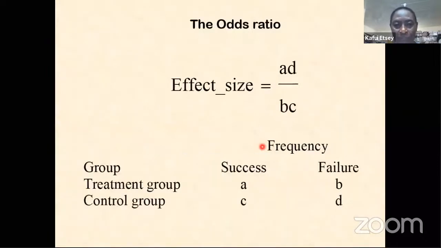Odds ratio. The effect size for the odds ratio is A times D divided by B times C. So where are the A, D, B, C coming from? Here we have the treatment group and then the control group. So we have the success and then failure. You define your success and you define your failure. So the success is the A here, the treatment group success, then the control group success, then treatment group failure, control group failure. So these numbers are what you put in to get your effect size for odds ratio. So these are the ways that you can do the calculation. And as I said, whatever statistical software you are using, you can always obtain it in an easier form when you ask them to produce them for you.